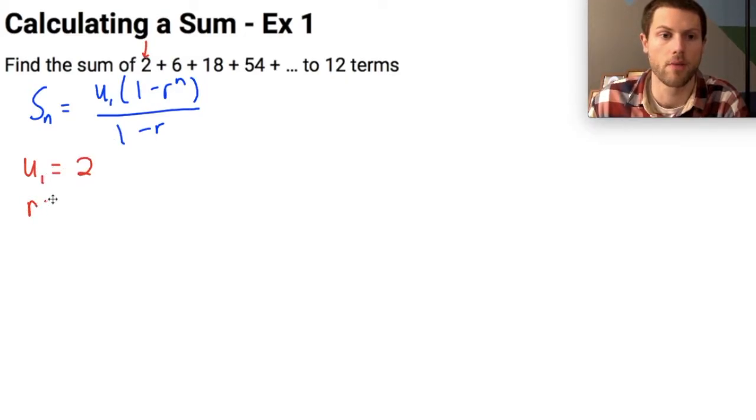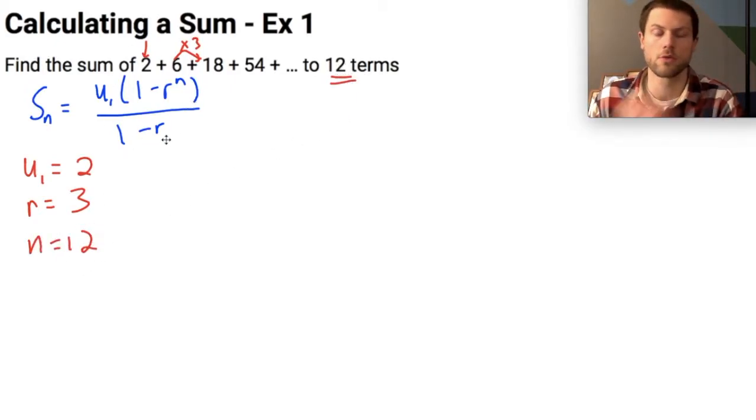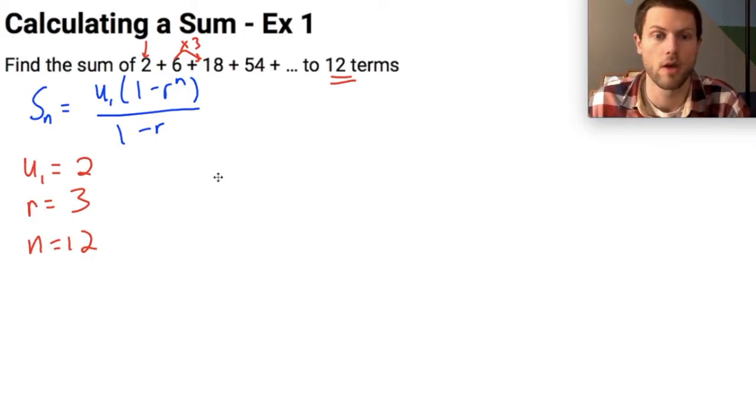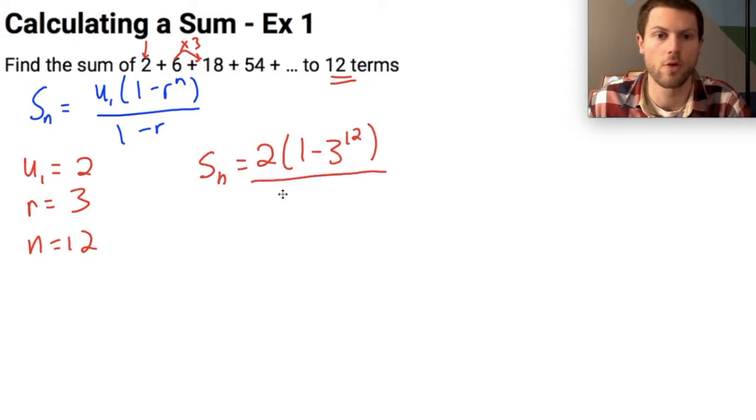I know that my common ratio looks like these are all being multiplied by a factor of 3. So that's going to be 3. And then this 12 here tells me that my n is 12. Those are all the pieces that I need for this geometric series equation. So S sub n is going to equal 2 times 1 minus 3 to the 12th power, and that's all over 1 minus 3.